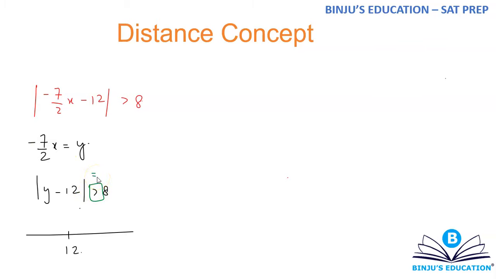So from 12 I'm looking for a distance of 8 units. So either it's going to be 20 or it's going to be 4. Now I'm not actually looking for a distance equal to 8, I'm looking for a distance greater than 8. So I'll have to go to the right of 20 and to the left of 4. Which means one thing is for sure, that y is greater than 20 or y is less than 4. Now the question is, are we actually looking for the value of y? No, we're looking for the value of x. So replace y by minus 7x by 2.